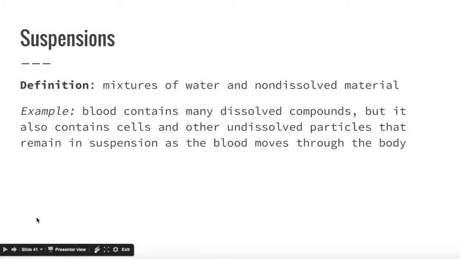A suspension is a little different from a solution because it's a mixture of water and things that are not dissolved in water, so non-dissolved materials and water together. For example, blood is a suspension. It contains lots of dissolved compounds in the water, but it also has cells and platelets and white blood cells that remain in suspension as the blood moves throughout the body.